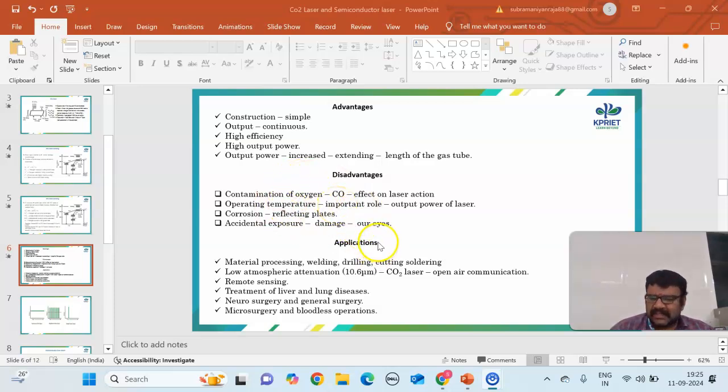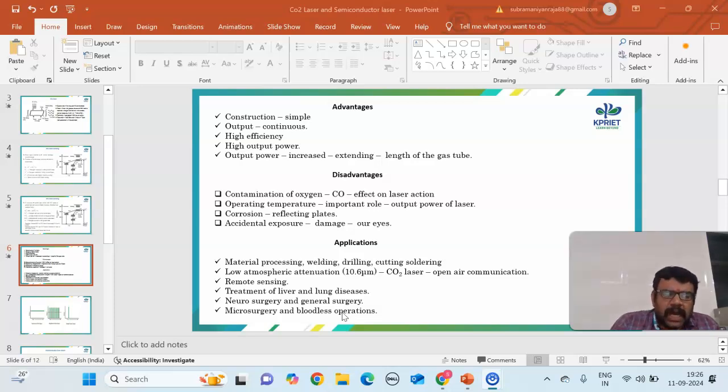As far as applications are concerned, we use the carbon dioxide laser for material processing such as welding, drilling, cutting and soldering. Also, because of low atmospheric attenuation, we use the 10.6 micrometer wavelength for open air communication and remote sensing. In medical purposes, it is used in the treatment of liver and lung diseases, neurosurgery and general surgery; microsurgery and bloodless operations can be done using the carbon dioxide laser. So this is the working principle, mechanism, advantages, disadvantages and applications of the carbon dioxide laser.